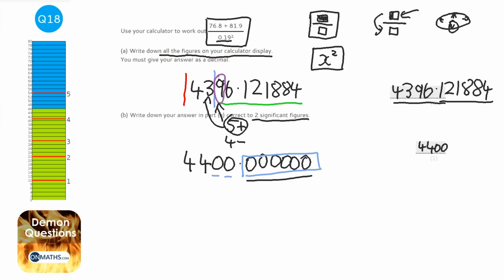Now, the reason students make this mistake is they're so used to decimal places. With decimal places, you always remove them because they're always after the decimal point. But with significant figures, they need to turn to zeros.